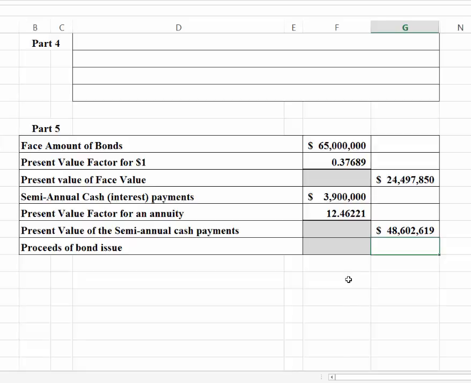So to find the issue price or present value of this bond, we would add the present value of the face to the present value of the cash payments, which gives us a total of $73,100,469, which is also the same amount that it says in the textbook. And this would be the end of problem 14.3b.